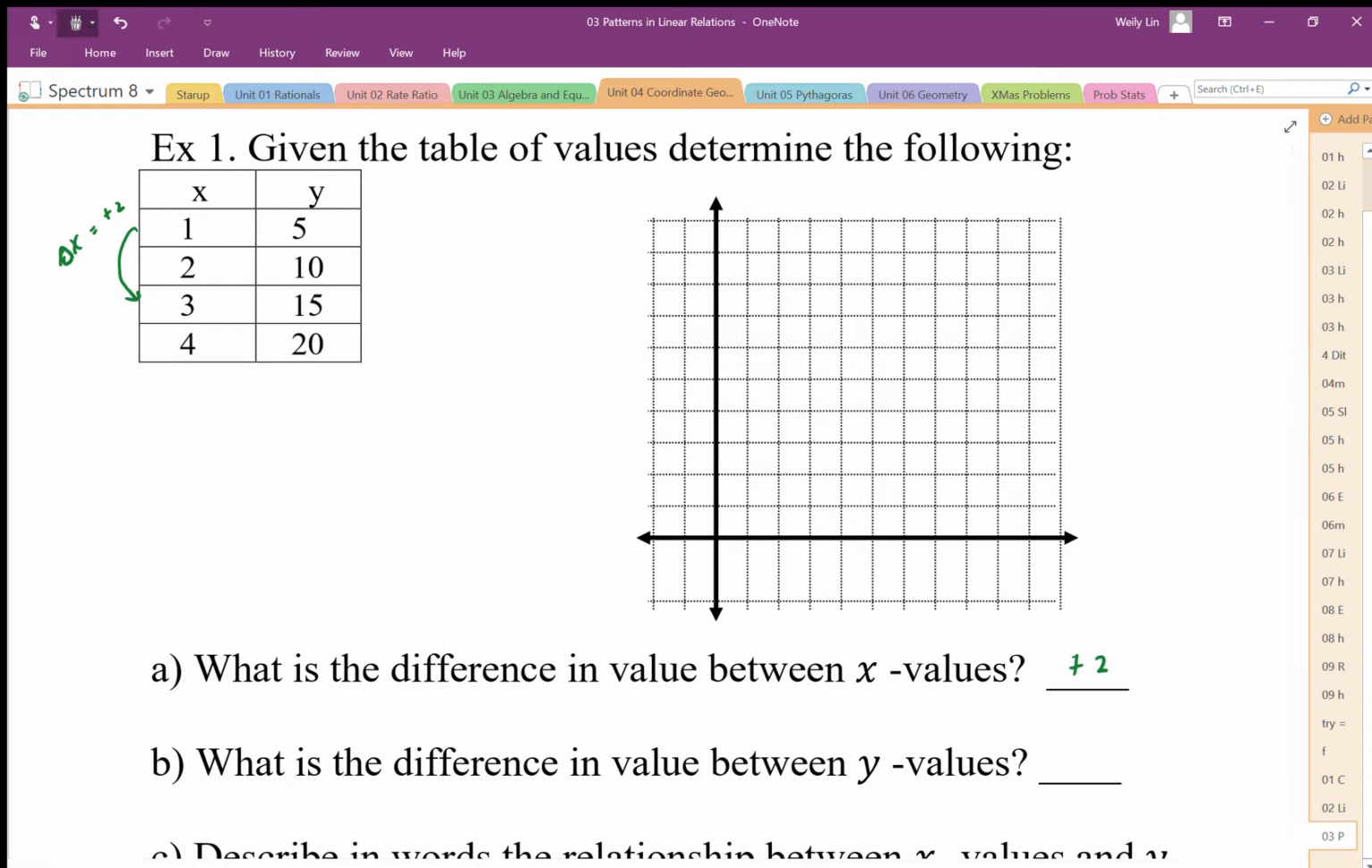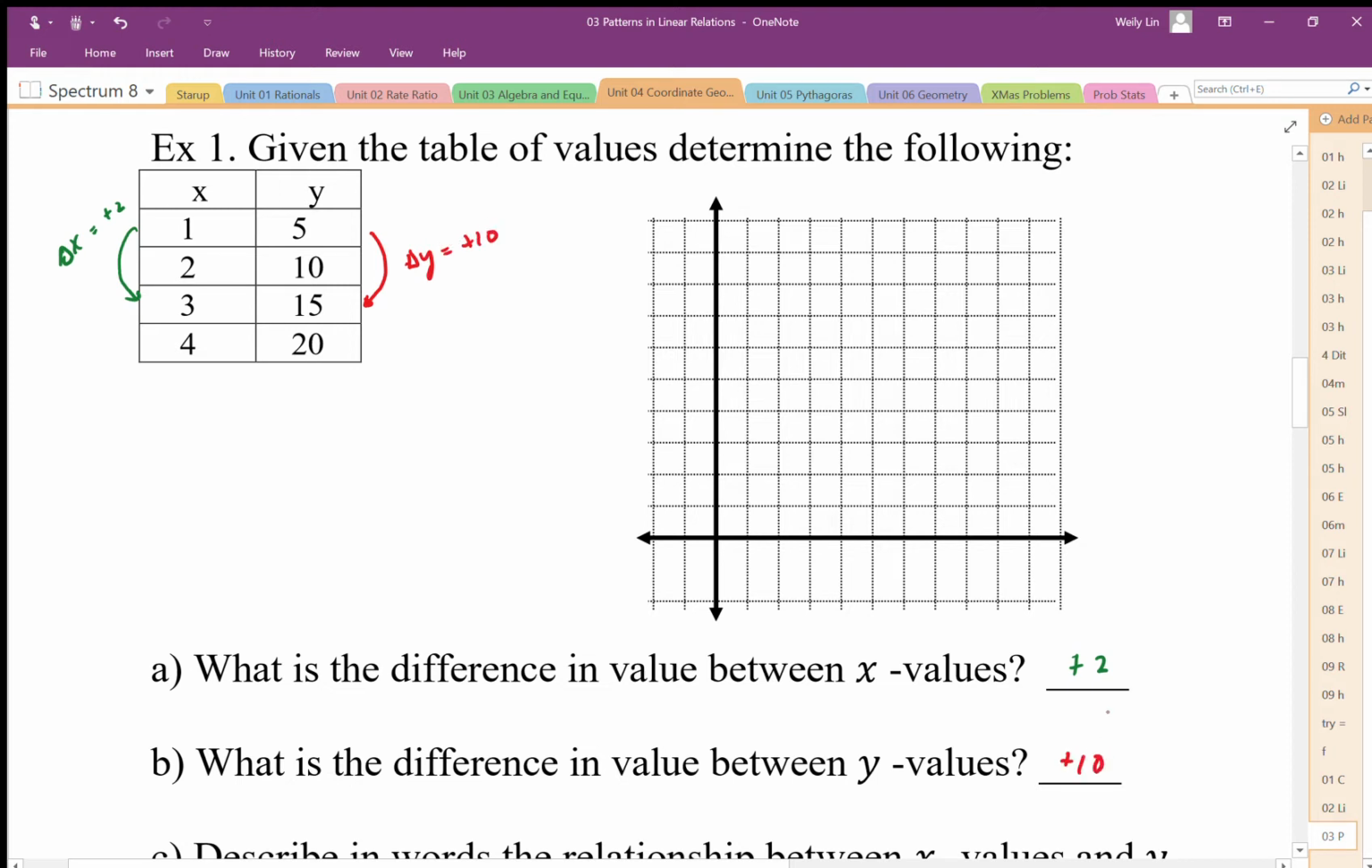Okay, and as long as I make my change in y the same amount, so oops, this is wrong here. I need to skip one here like this. And I have a change in y equal to +10.